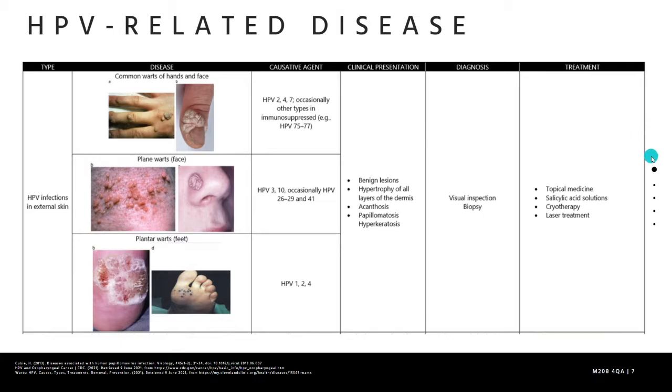For cutaneous HPV infections, you can apply topical medicine so that blisters can form under the wart, and this will cut off its blood supply. You can also apply salicylic acid solutions, which will dissolve the warts one layer at a time. And then cryotherapy, which includes the application of liquid nitrogen to freeze the wart, and then it will induce blister formation, which will cause the peeling off of the wart. And laser treatment, where you use heat and destroy tiny blood vessels inside the wart to cut off its blood supply.